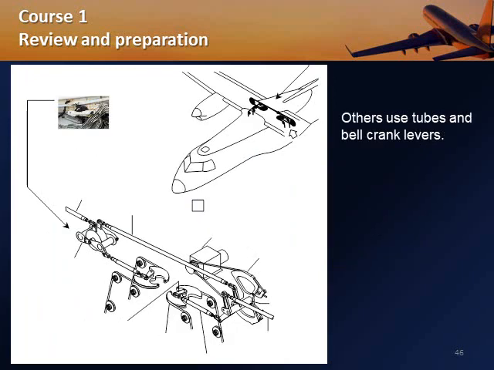Other aircraft use tubes and bell cranks, and sometimes it's a combination of both. In this case, as you can see in the drawing, this is a Dornier. You have those tubes, called torque tubes, and you have the cables. So cables, pulleys, and tubes. The portion with tubes is referred to as rigid linkage.